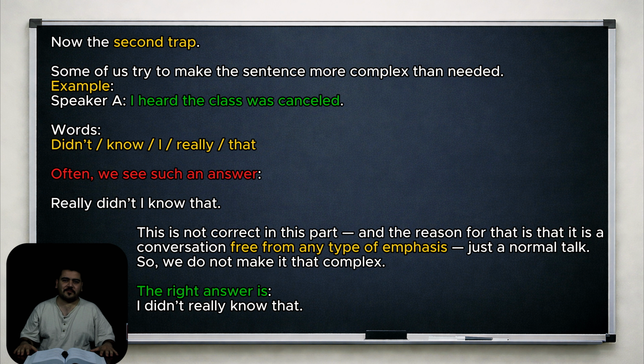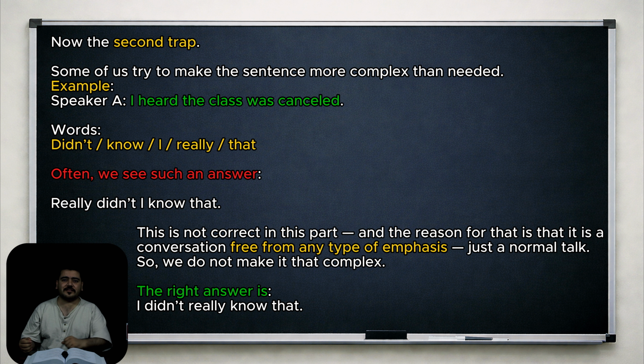Now the second trap. Some of us try to make the sentence more complex than needed. For example, speaker A, I heard the class was cancelled. Words: didn't, no, I, really, that. Often we see such an answer: really didn't I know that?